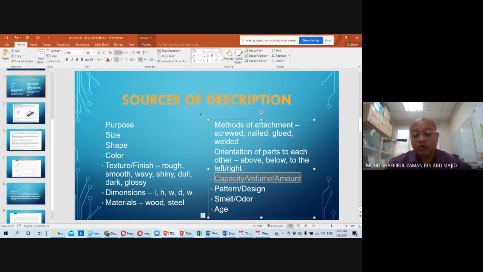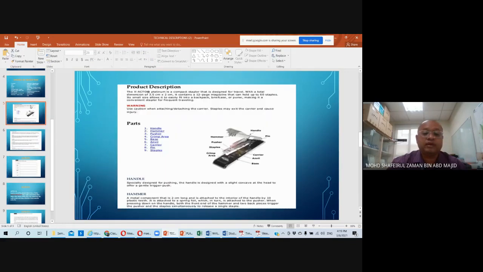But when it comes to your first assessment, just to let you know, this is very important as well. It doesn't mean that you have to have all of the sources of description when you are describing each of the parts, or each of the products. Sometimes, when you're describing a product, you have 5 main parts, for example. Each of the main parts may consist of different sources of description. So it is not going to be entirely the same. All right, let's have a look at the example given here.